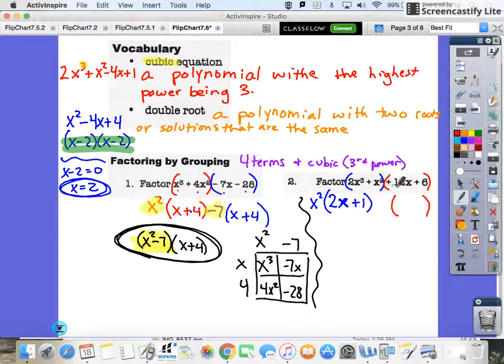So in this case, the greatest that we can pull out from both is a positive 6. 12 divided by 6 is 2x. 6 divided by 6 is 1. Since our parentheses matched, we're in good shape. And then we can put these two into their own parentheses. And then we'll rewrite the other one once.